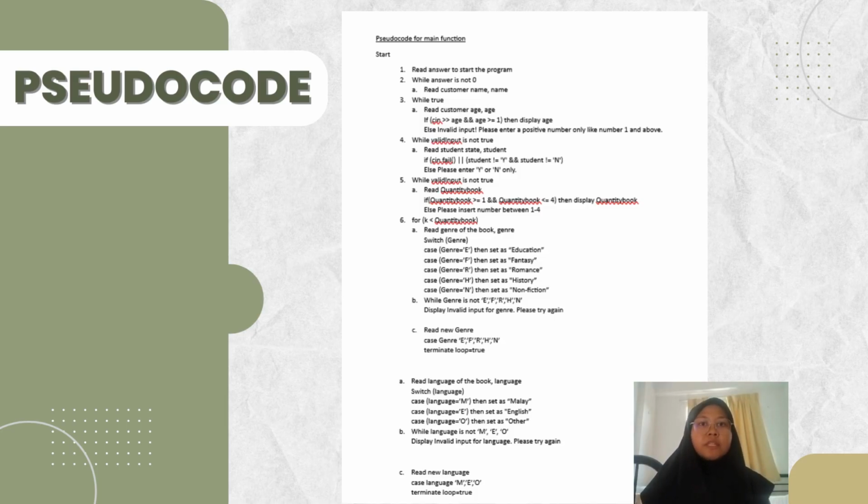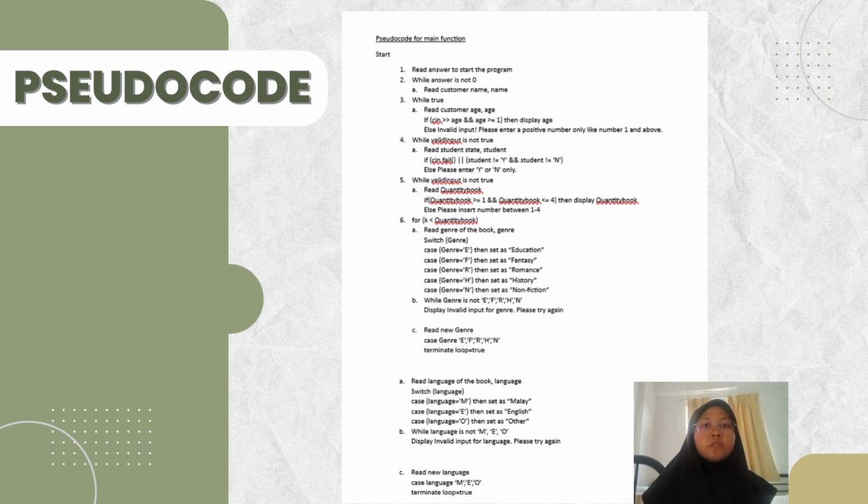We will proceed to the next slide, which is pseudocode. For pseudocode, in the main function, first read answer to start the program. While answer is not 0, read name. While true, read age. Then read student status. Then read quantity book. If quantity book is greater than or equal to 1 and less than or equal to 4, then display quantity book. Else, ask the user to enter quantity book again.